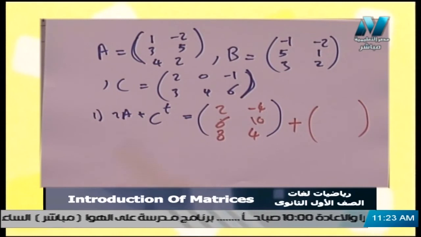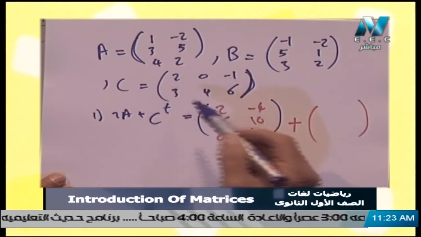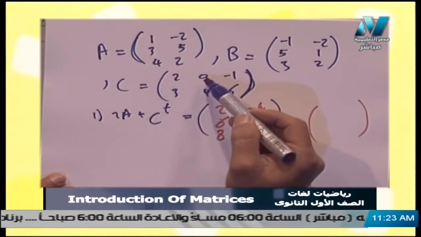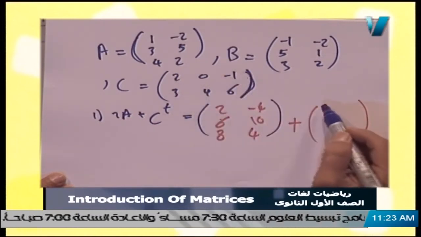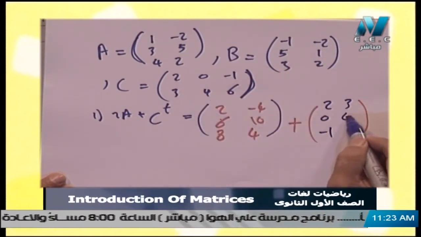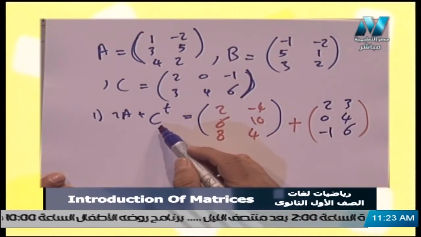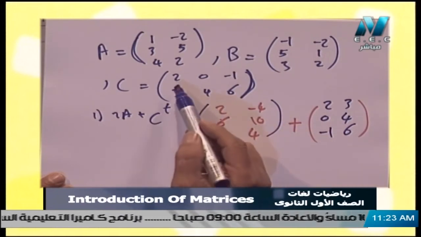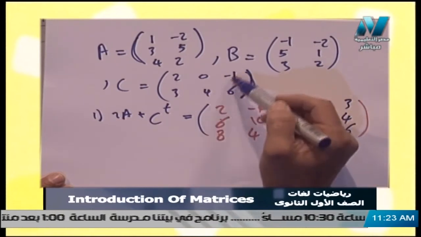What is C transpose here? We have C here. This is the first row, 2, 0, negative 1, and the second row, 3, 4, 6, with 3 columns. We will transfer the row as a column. 2, 0, negative 1 is the first row, so it will be the first column. 3, 4, 6 will be the second column, like that. So we find the transpose of the matrix C by making the rows the columns, or vice versa. We can say the first column as the first row: 2 and 3, 0 and 4, negative 1 and 6.